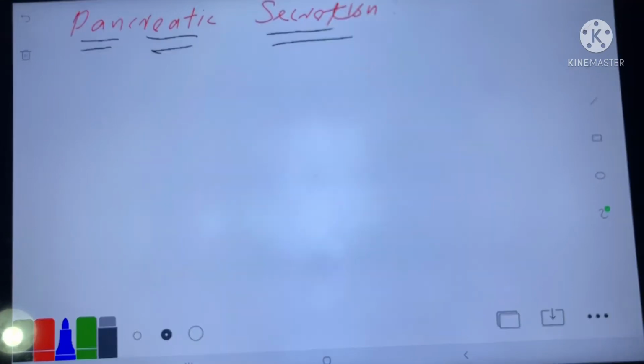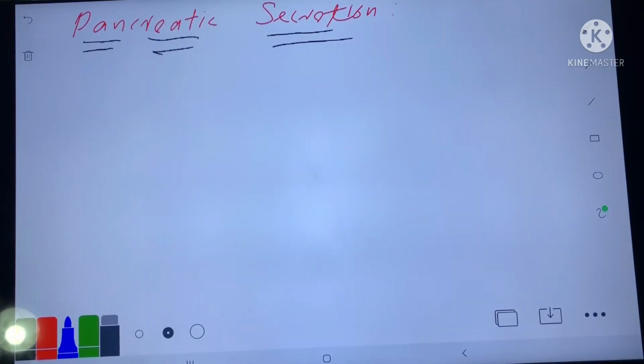Hello guys, as we have already discussed about the GIT tract which includes salivary secretion and gastric secretions, today we are going to discuss the pancreatic secretions. It is also related to the previous lectures which we ended with gastric secretion. So pancreatic secretion is the secretion from the pancreas which is exocrine, and that will be considered as pancreatic secretion in GIT.